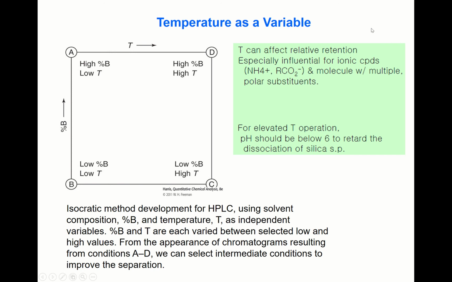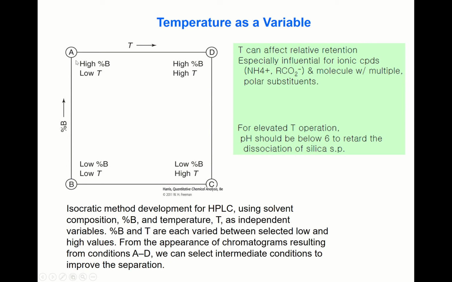Now consider the temperature effect on the separation. Temperature could be used as a variable. Look at this square, and you see A, B, C, and D. Temperature can affect relative retention. The general principle is that high temperature gives you fast elution, the fast separation, but your separation may not be good.